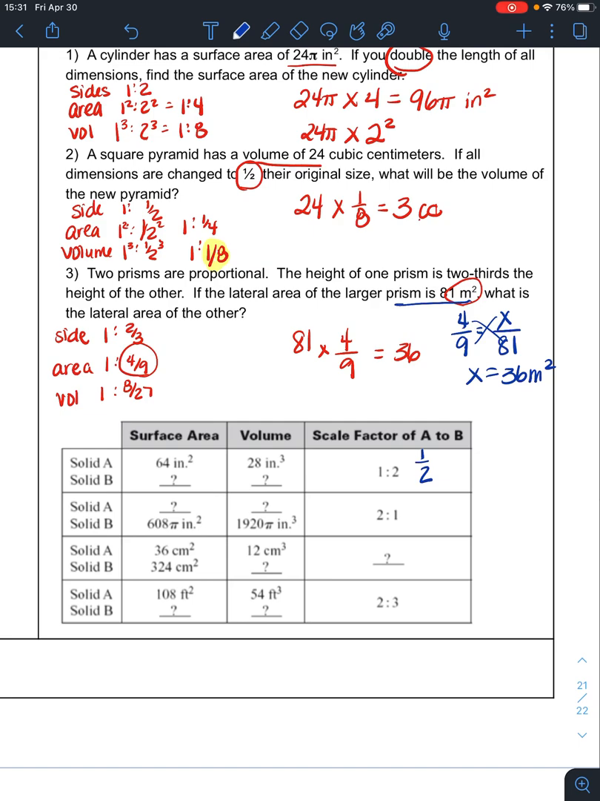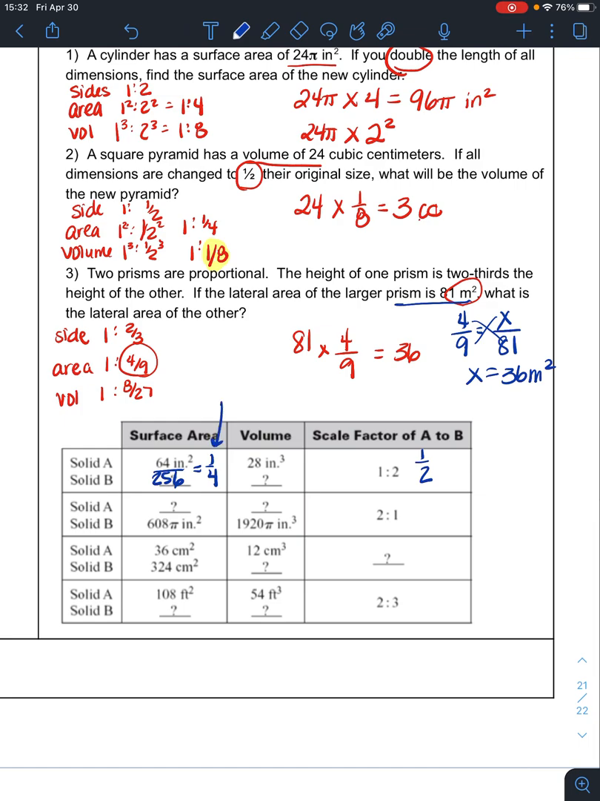Now, just because it's already set up like this, you've got 64 over your new, your old over your new, I'm going to just keep it set up and do a proportion like we did in number 3. So my surface area, my area should be squared, so I'm going to use a 1/4 proportion. So if you look at it like this, then you can do 64 over x equals 1 over 4. So 64 times 4 would be 256. So you just set up a proportion.